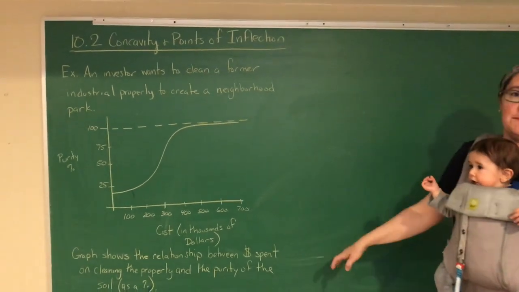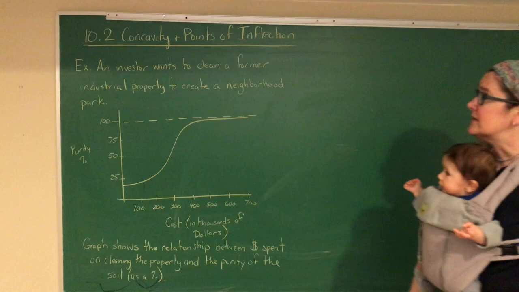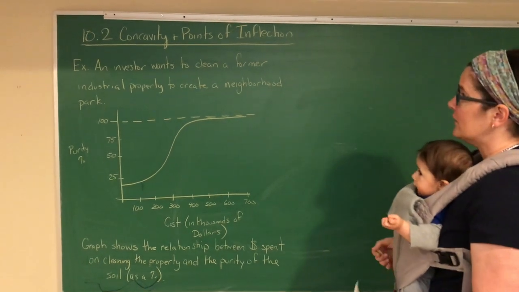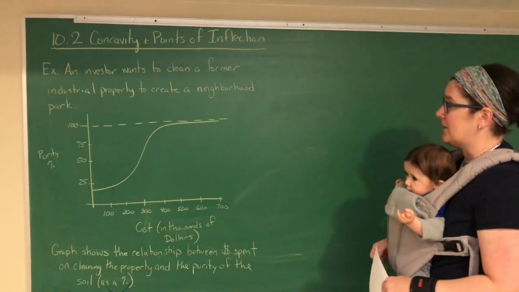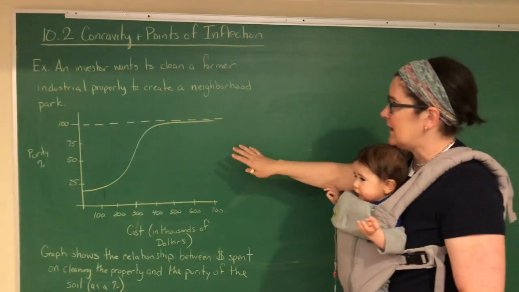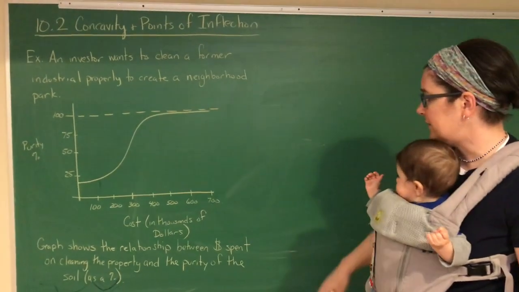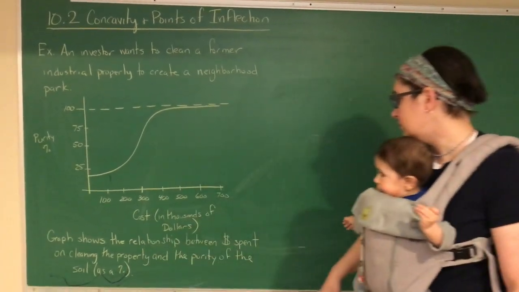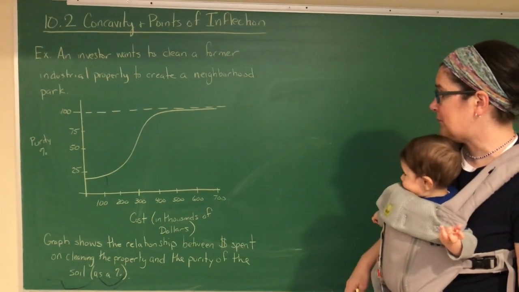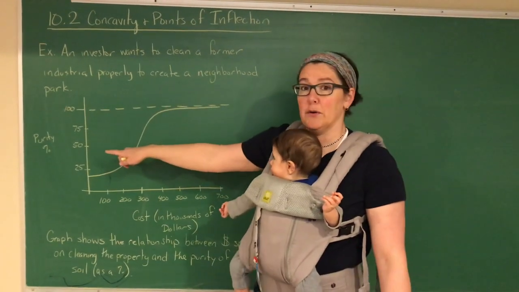So what I have written up here is our first example. It says, an investor wants to clean a former industrial property to create a neighborhood park. And then we have this graph here, and this graph relates the money to be spent on cleaning up the property to the purity of the soil.